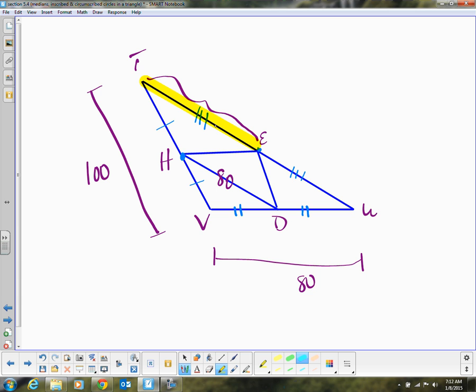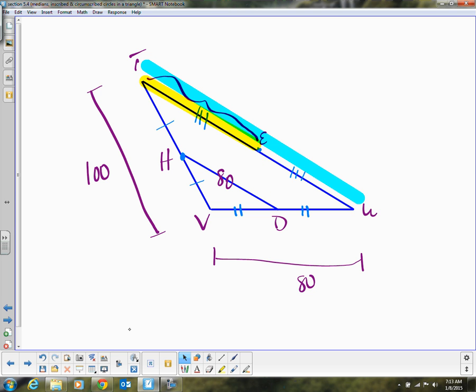To get my TE, I'm going to have to get something first that TE is a part of. We have to get this whole segment first. So what of these three are parallel to this? HD. So you see, we don't need this segment for this problem. We do not need that segment for this problem.